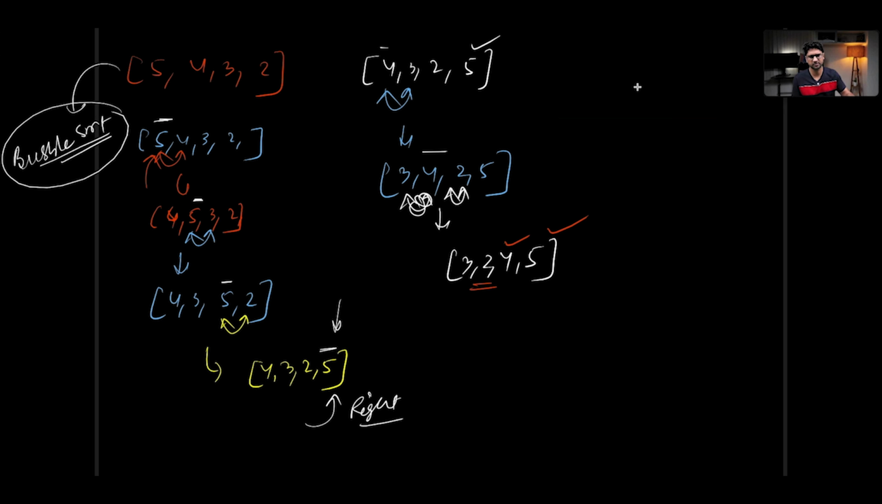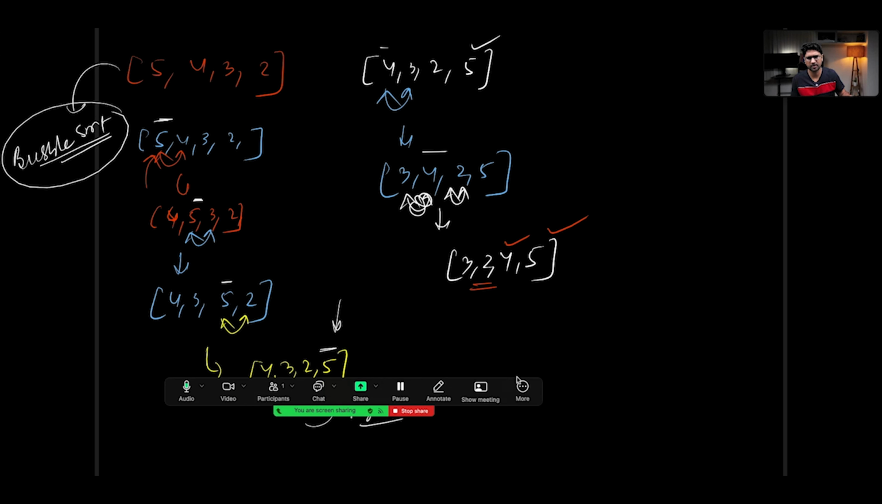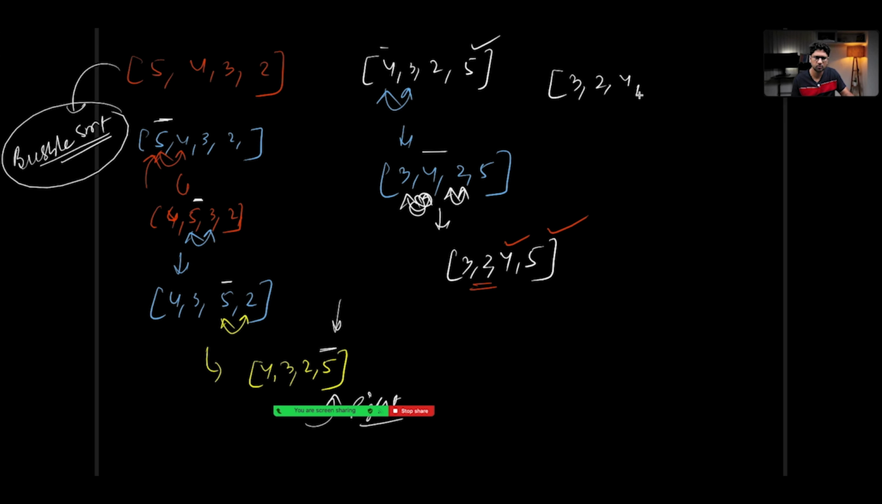I'm only left with the first two elements. Third time, I again have 3, 2, 4, 5, and I know that 4 and 5 are already in the right position. I'm left with these two, so I compare 3 and 2. I see that 3 is more than 2, so it becomes 2, 3, 4, 5. And ladies and gentlemen, this is bubble sort for us.